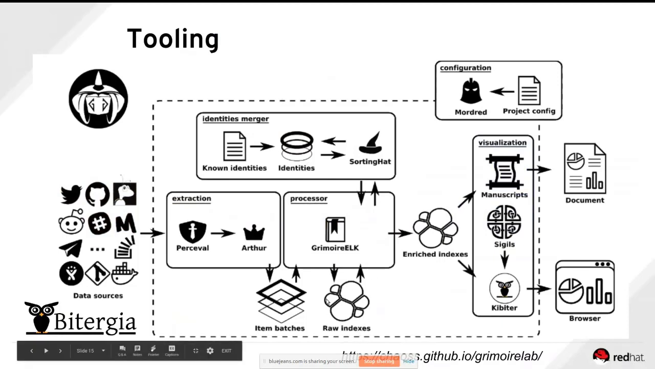So what we are going to present today is this small piece here, which are the panels that we are producing. And this is done using Kibiter, which is a soft fork of Kibana. All of this is open source, so you can access and try all of this technology in the link you have at the bottom of the slide.